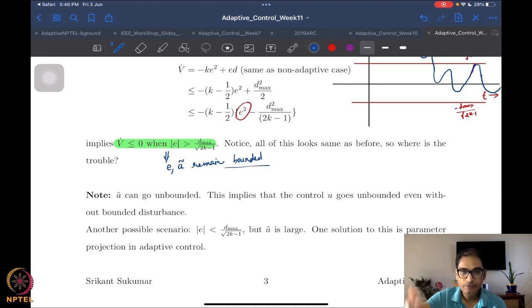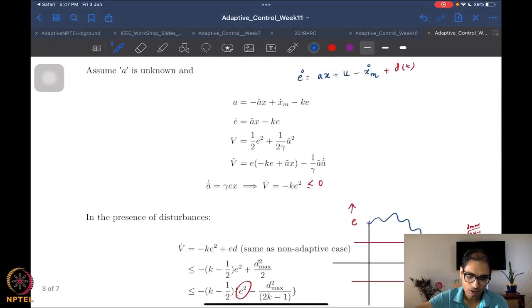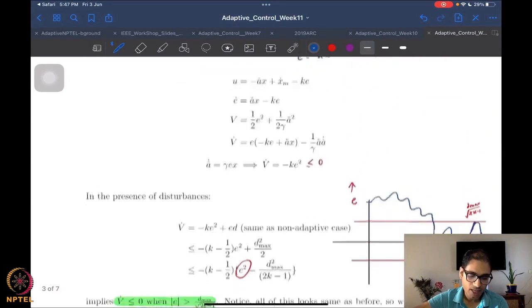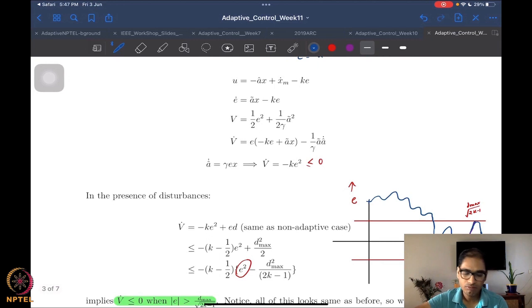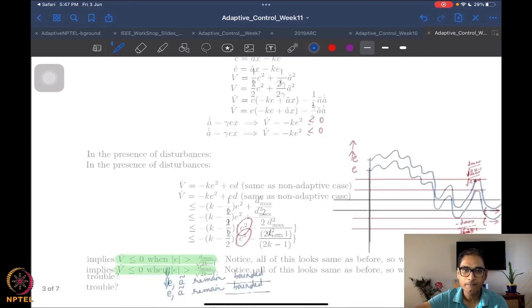Yeah, when you are outside this set, E and A tilde remain bounded, right? All nice. Because why do they remain bounded? Because V dot is negative semi-definite. So V is non-increasing, then whatever value you started with, none of the terms, E or A tilde, can go to infinity. Because if you started with a finite value, you'll remain in a finite value set.